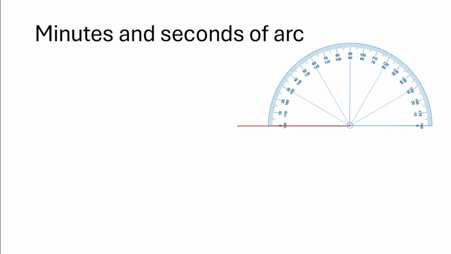Minutes and seconds of arc. This is like degrees, but a lot more complicated. So in one angular degree, there's 60 minutes of arc. There are also arc seconds. There are 60 arc seconds in 1 arc minute. So an arc second is a 60th of an arc minute. And arc seconds look like this.